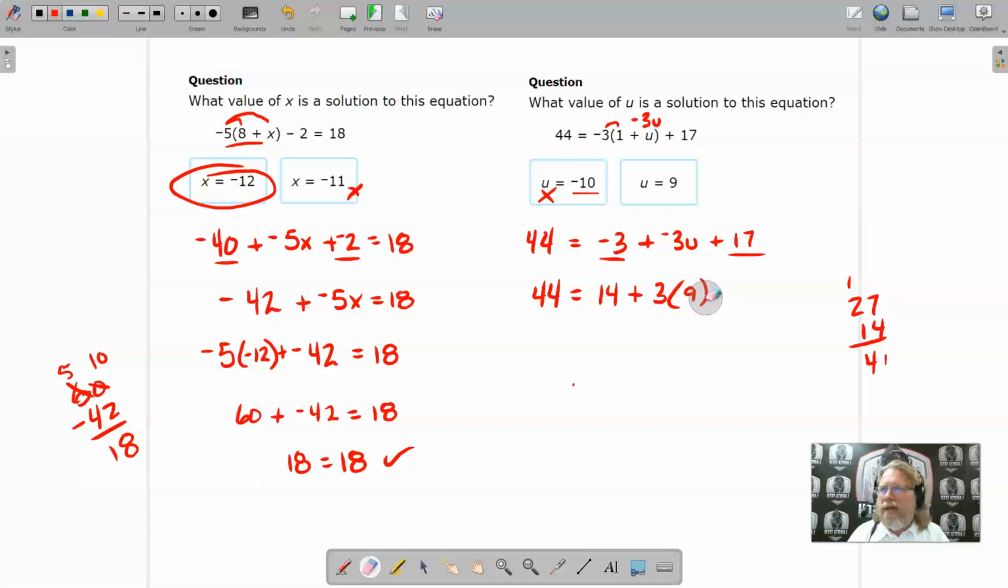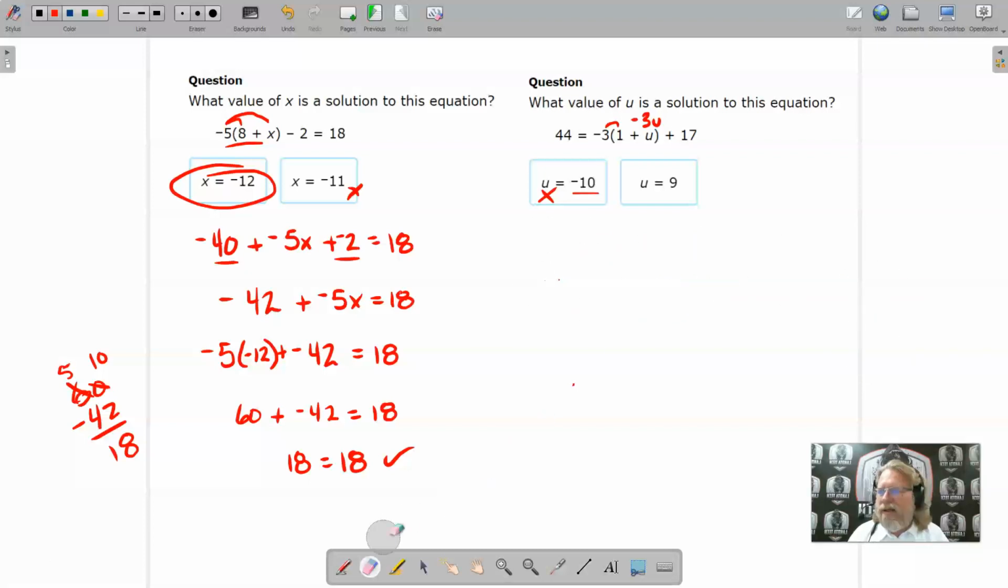There's another way we could do that. And yeah, let's go ahead and try it. Let's see what it looks like before we even simplify. Let's try that strategy, because you don't have to simplify it. I just, out of habit, simplify it. So let's go ahead and try this. Let's do 44 equals negative 3 times the quantity of 1 plus whatever u is, put parentheses there to hold all that in, plus 17.